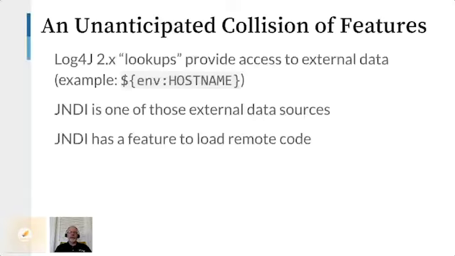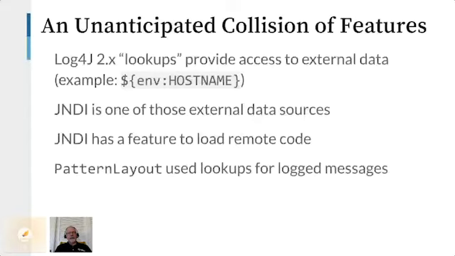The second thing in my mind that is a little bit questionable is that Log4j2, and after this I'm just going to call it Log4j, would use its lookups in the messages that it logged. So that if you logged a message with somewhere inside of it a ${env:hostname}, it would go out and replace it with that environment variable.